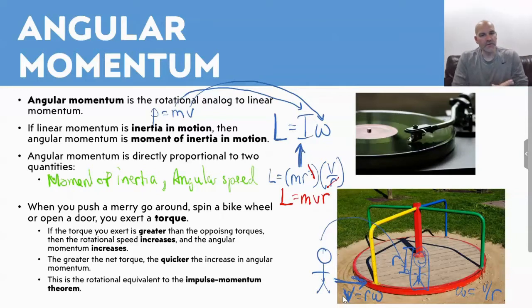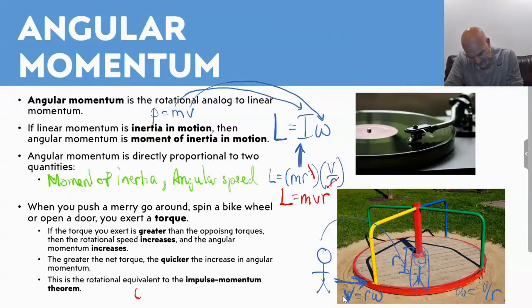Okay, so when you push a merry-go-round, spin a bike wheel, or a lazy Susan, which we'll see in our example problem, you're going to exert a torque, right? So if the torque is greater than the opposing torques, the rotational speed will increase, the angular momentum thus increases. The greater the torque, the quicker the increase in angular momentum. This is what we call the rotational equivalent of the impulse-momentum theorem.